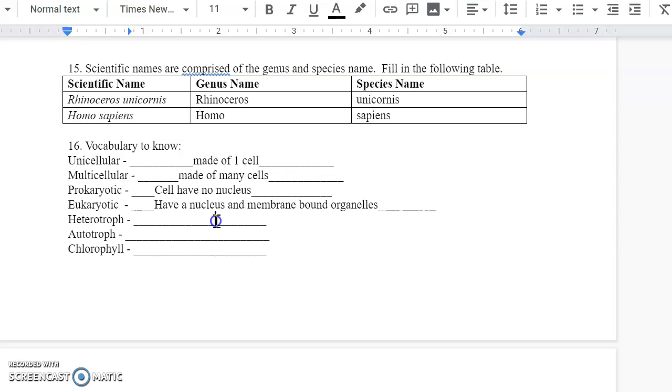Heterotroph, we talked about this word a few minutes ago. Hetero is a prefix that means different. Troph means to feed. So they have to get their food. It gets food from another source.